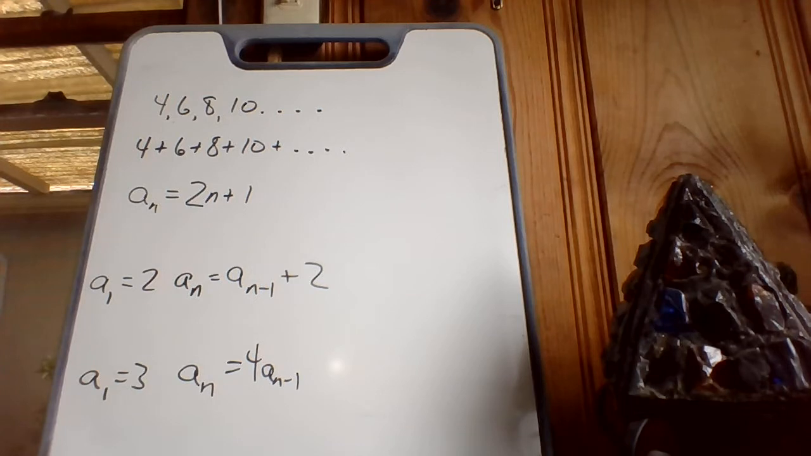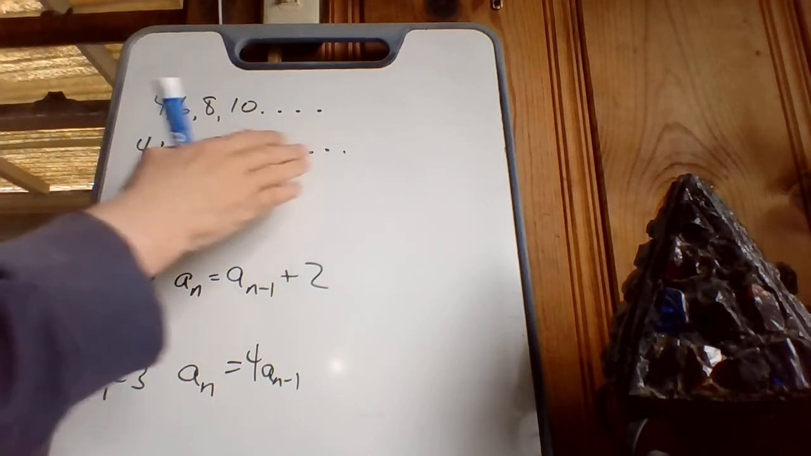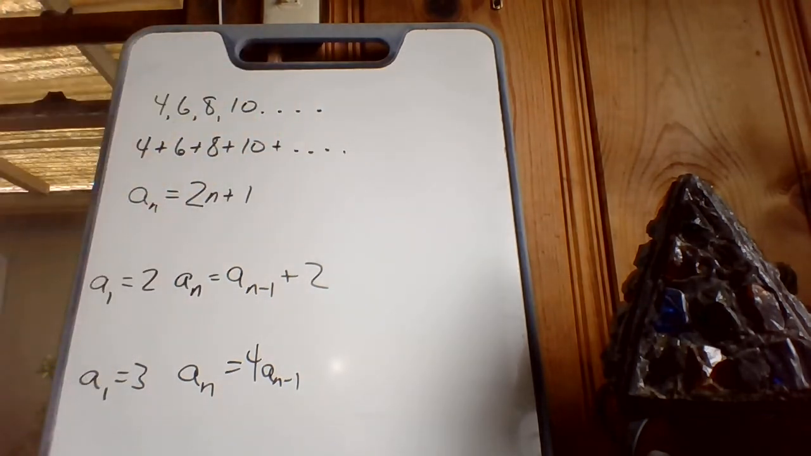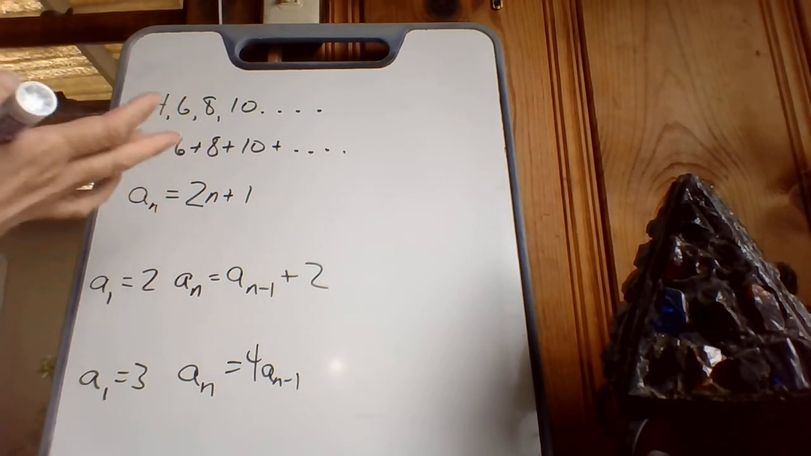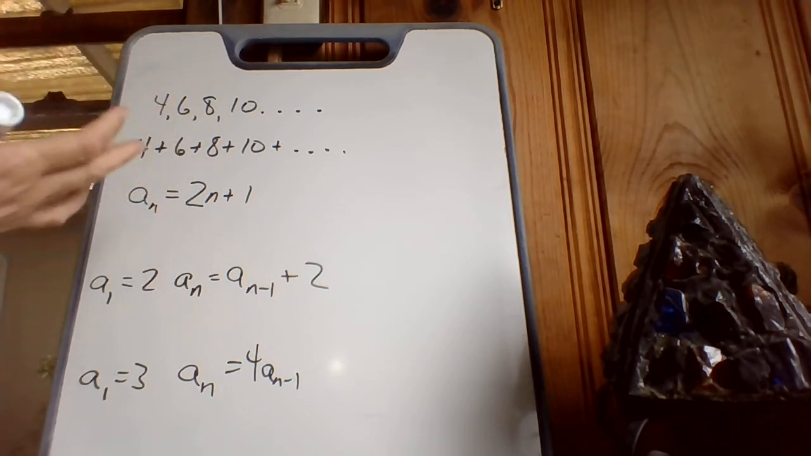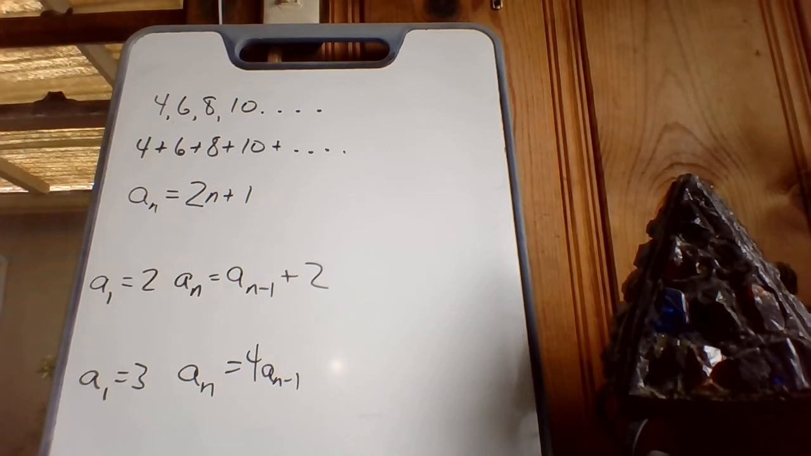And a series, it could be the same list of numbers, except with plus signs in them. So it probably stops after like 16 or something. Otherwise, you'd be adding forever. That can't work. But that's just basically the difference. Sequence has got commas. Series has plus signs.